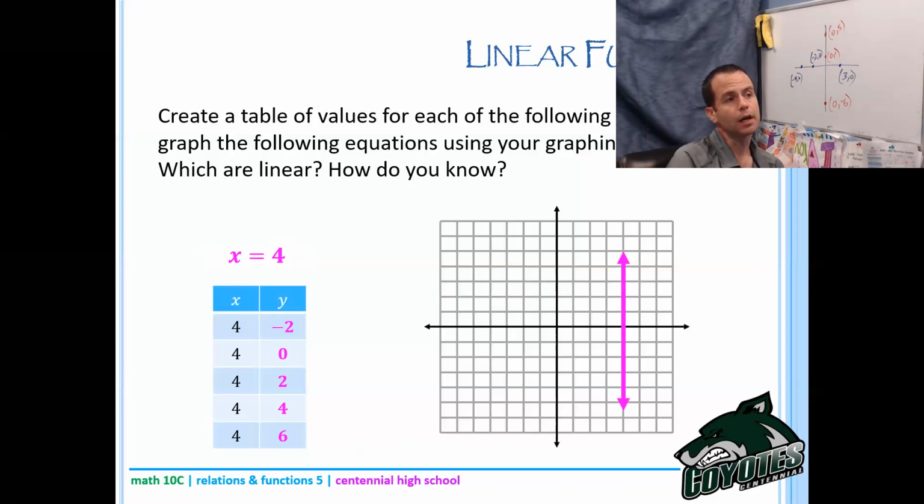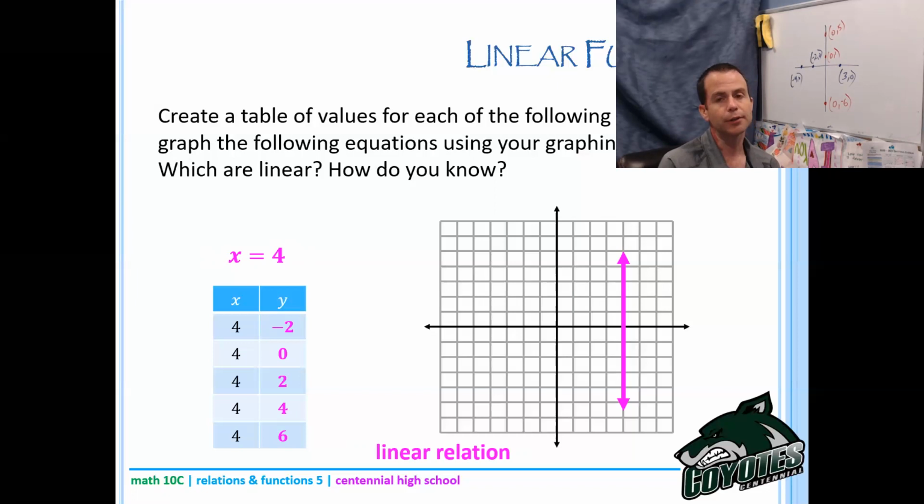Okay, now this is linear, but it's not a function. Okay, it's not a function because it doesn't pass the vertical line test. It is a vertical line. A vertical line can't pass the vertical line test. So I can't call it a function. I have to call it a relation, but I can call it linear. So this is a linear relation.